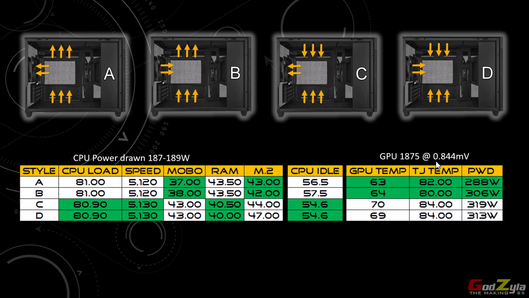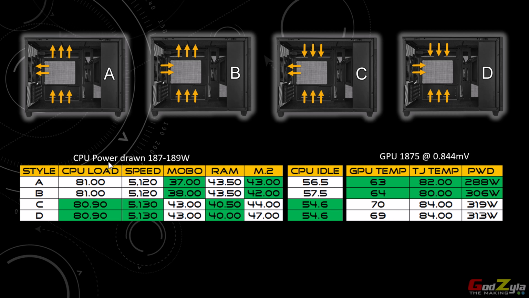And as for GPU, consistently it's running at a speed of 1875 megahertz at a millivolt of 0.844. Now, speaking of which, the style A, B, C, and D, as you can see over here, this is according to each row. Meaning to say that if it's A over here, the CPU is following A style, the GPU is following A style. Take a look at the overall stats provided over here, you will notice that there are green highlights. And what are these for? The green highlights tell you that these are good results.